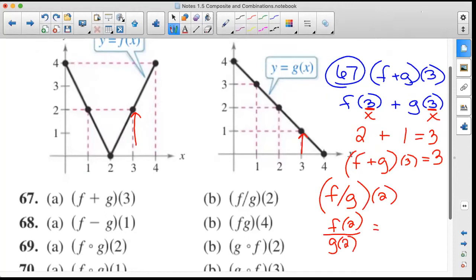So Brenna, if I look up f of 2 in the graph, what is f of 2? 0. All right, just to look it up, Brenna, g of 2 is, and 0 divided by 2 is, that's 0. So this is part B. So looking at the graph, finding the x value in the graph, getting its matching y value.